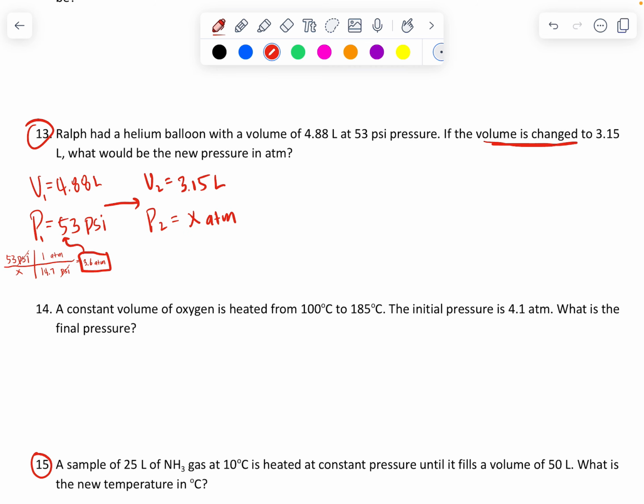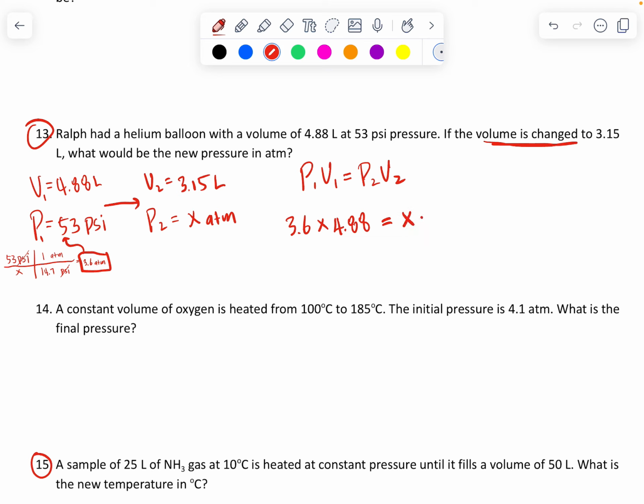So I got 2 variables that are changing, volume and pressure. That's going to be Boyle's law, right? Which tells us that P1 V1 is equal to P2 V2. Just plug and chug from now on. Pressure 1, I almost plugged in 53. 3.6 atmosphere, right? Times the volume being 4.88 equals pressure 2, what I'm trying to find here, right?